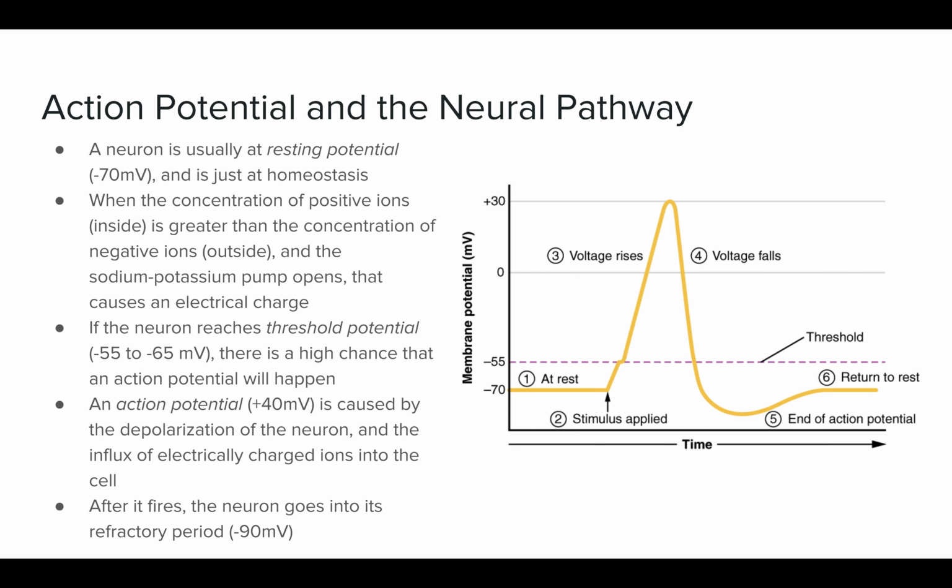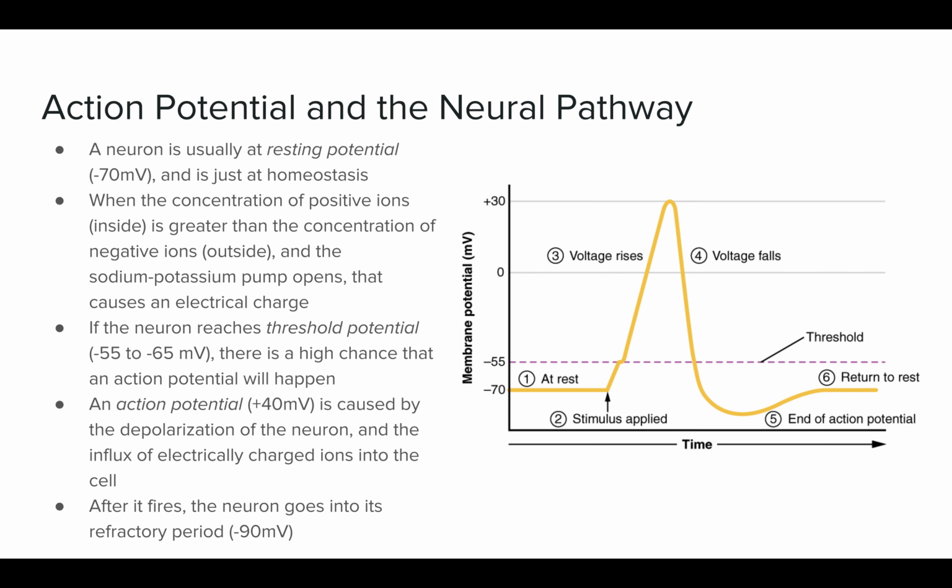If the neuron reaches threshold potential, which can range anywhere from negative 55 millivolts to negative 65 millivolts, there is an increasingly high chance that an action potential will happen. An action potential, or when the neuron reaches a charge of plus 40 millivolts, is caused by the depolarization of the neuron and the influx of electrically charged ions into the cell.